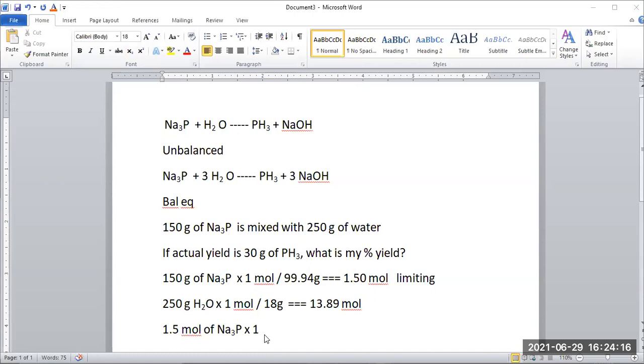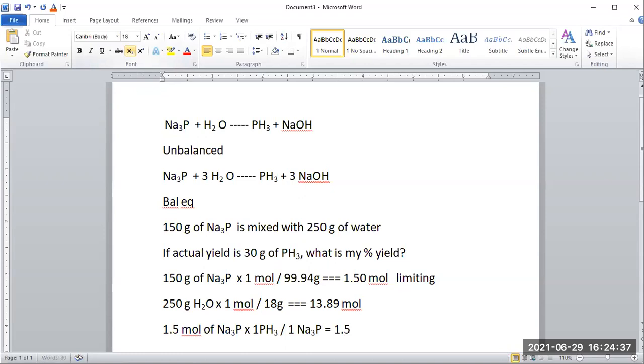All right, so 1 pH3 per 1 sodium phosphide gives me the same number. I've still got 1.5 moles. I've just changed identity. Now it's 1.5 moles of pH3.